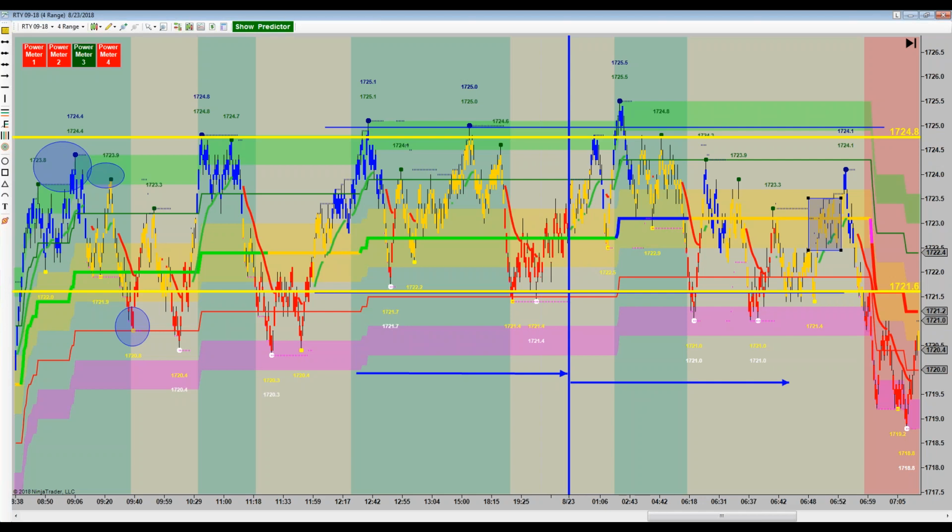Mid-band trades in a range. Yes or no? Should you be doing them? Three seconds. Generally speaking, no. Why is that? Well, here's the way this works.